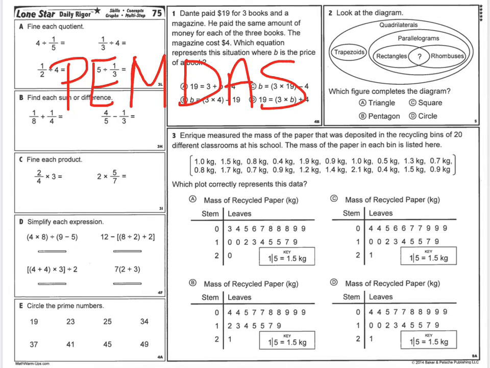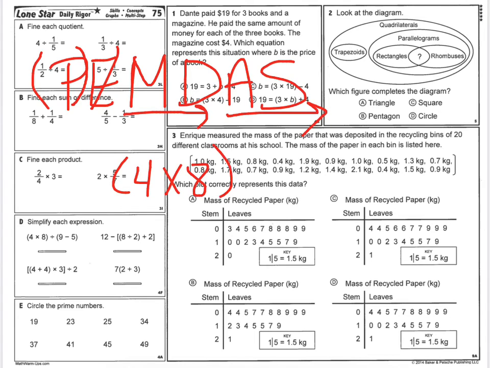Okay, problem D. Simplify each expression. That is PEMDAS. Remember, it's parentheses. We don't do exponents. Multiply and divide from left to right. And then after all multiplication and division is done, then you add and subtract from left to right. So if I was going to solve a problem, let's do 4 times 8 divided by 9 minus 5.